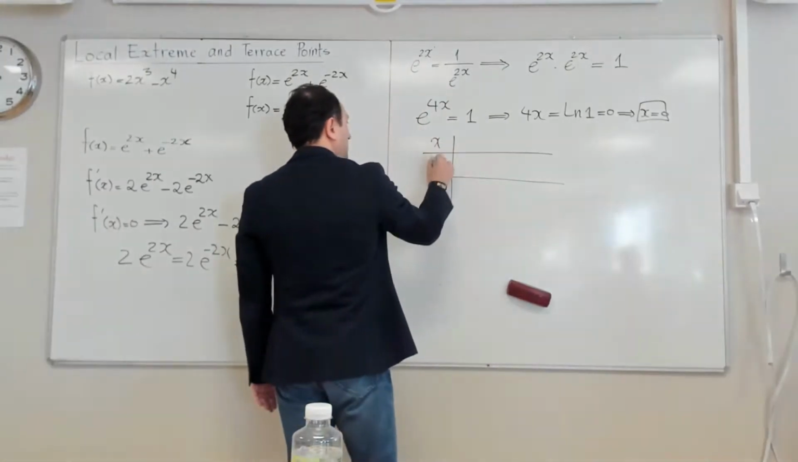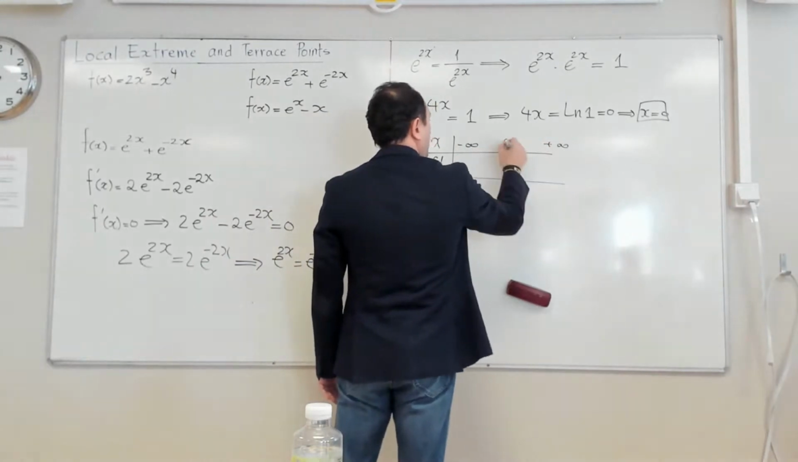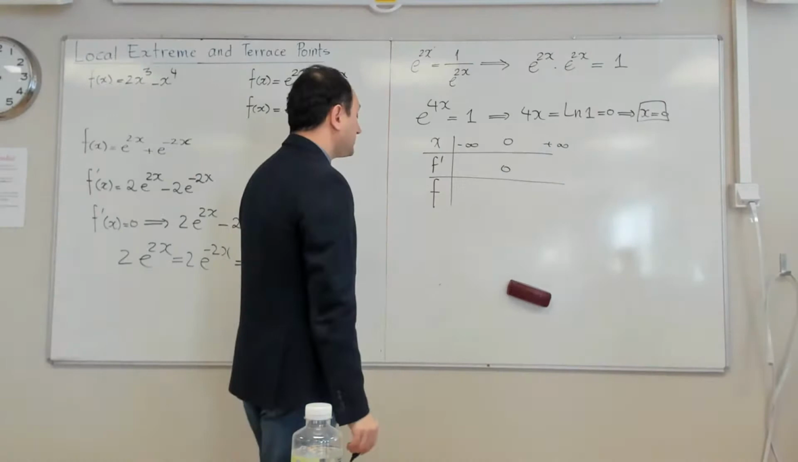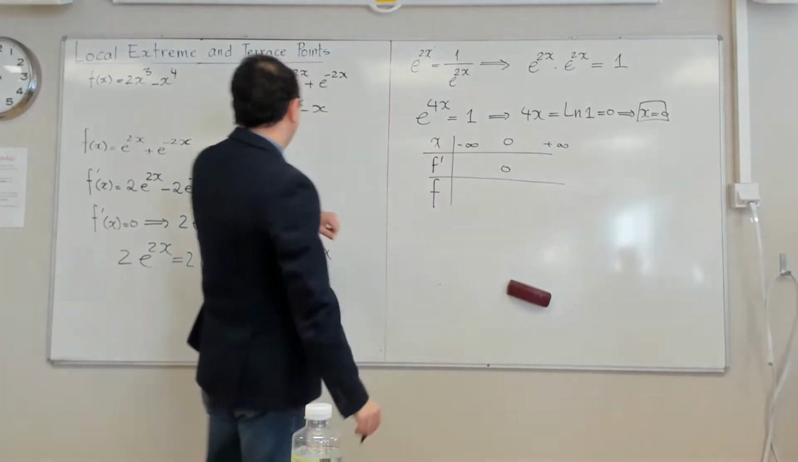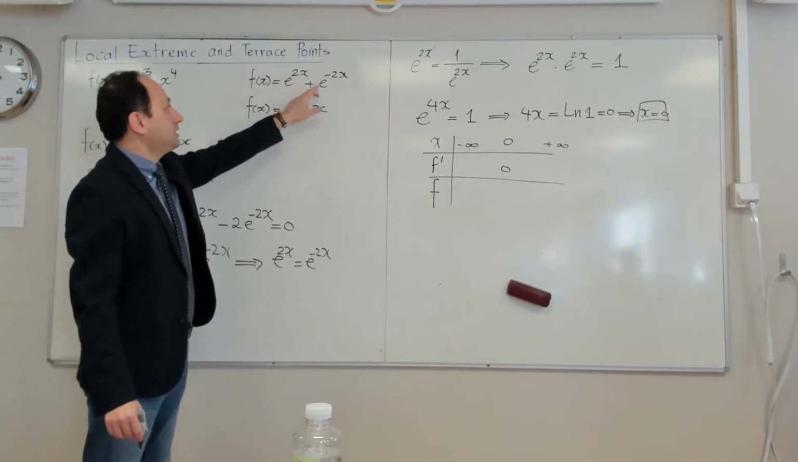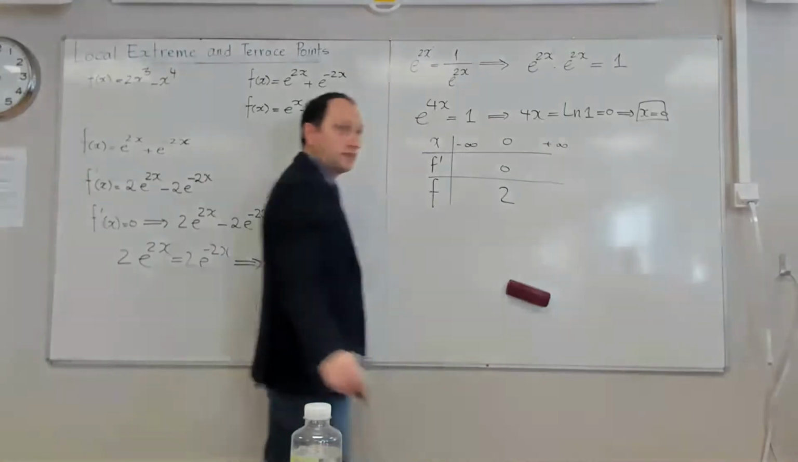So x, f prime, f, from minus infinity to infinity, and then I have only one candidate point. Here, the function becomes 0. Sorry, the derivative becomes 0. And what would be the value of the function? e to power 0 plus e to power 0, which is 2. So this is 2. Yes?